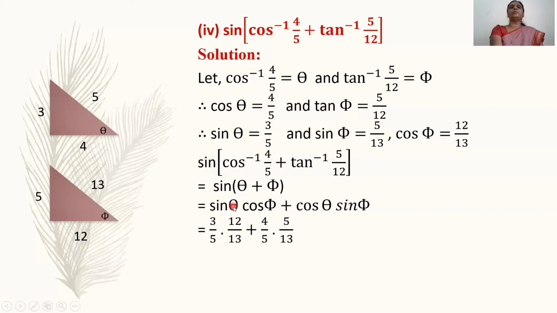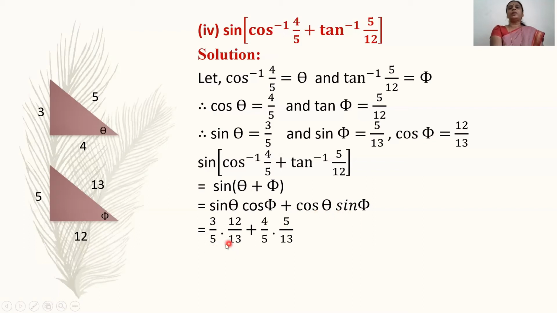Now keep the value of sin theta, that is 3 by 5, here. Then cos phi is 12 upon 13. Then cos theta is 4 by 5. Keep the value of that. And sin phi is 5 by 13. You keep the values of sin theta, cos phi, cos theta and sin phi.